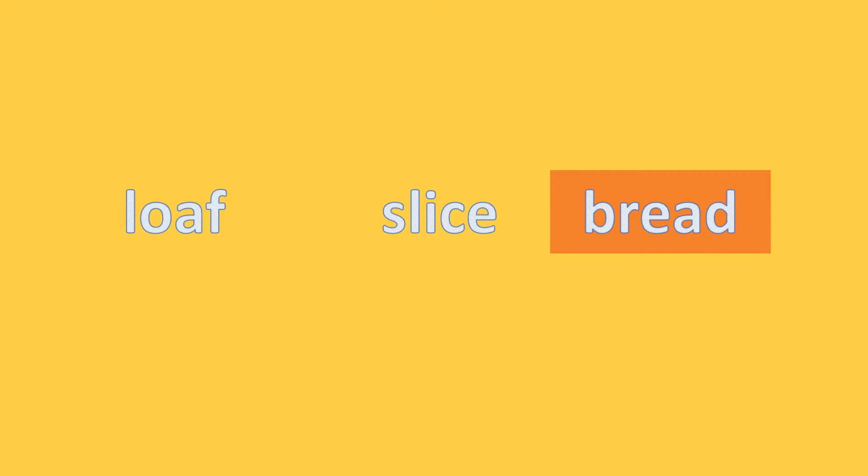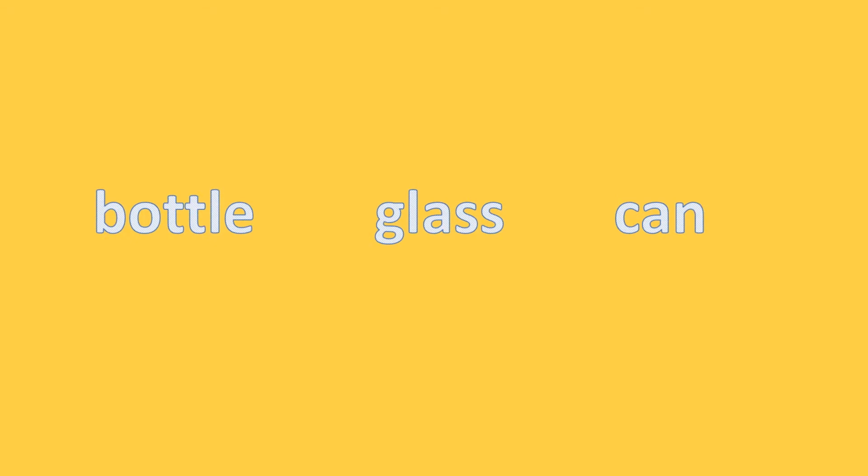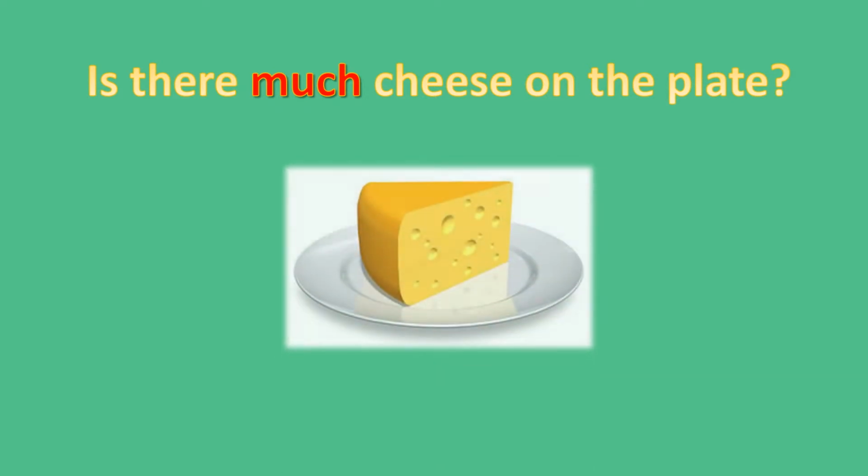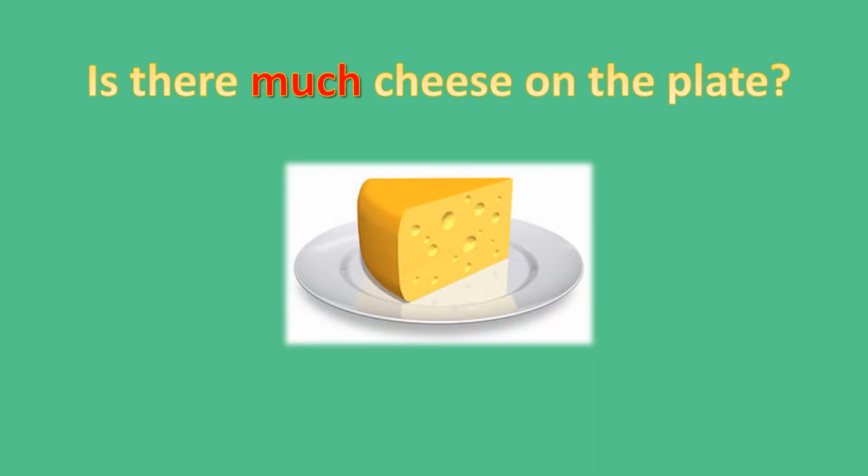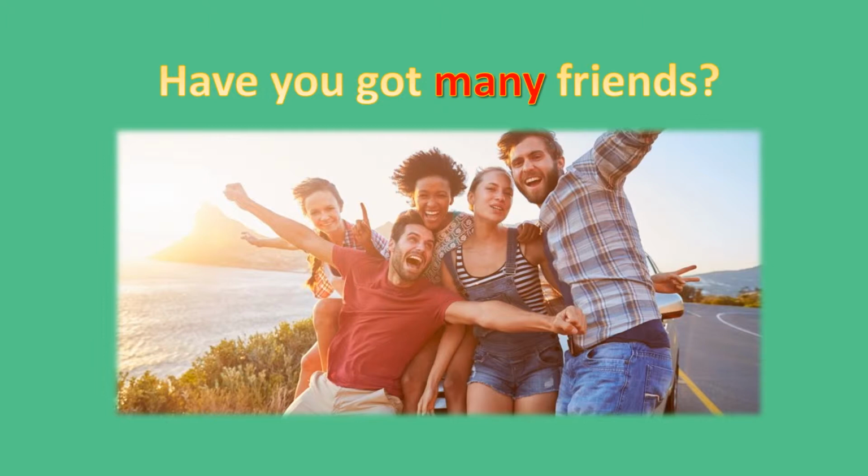How do we use a lot of, much and many with different nouns? Let's take a look at this presentation and try to learn more rules. For example, look at this picture. Is there much cheese on the plate? Have you got many friends? You have a lot of books in your library. Let's take a look at when we use much, when we use many, and when we use a lot of.